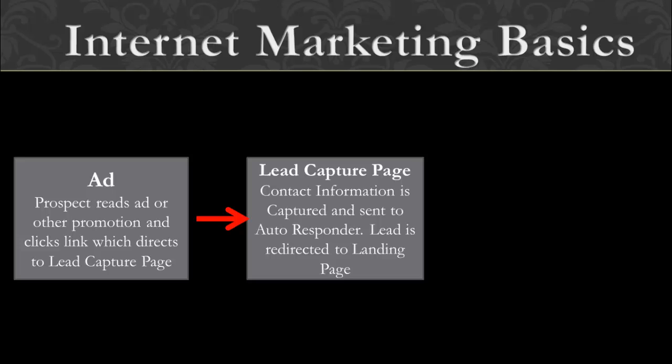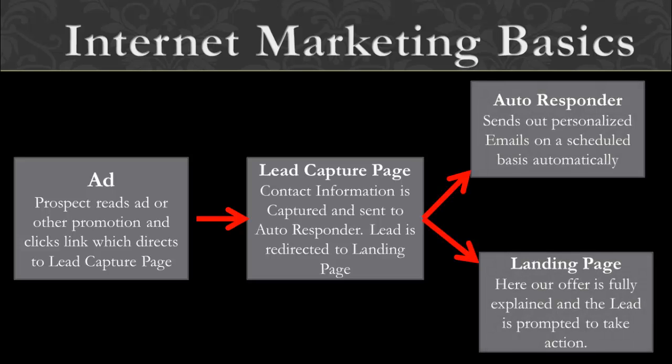And two things happen from there. First, that information is going to go to our autoresponder, which is going to send out our personalized email on a scheduled basis, and it's going to do it all automatically. The second thing is that lead is going to be redirected to our landing page. Here our offer is fully explained, and we entice the lead to take action. And that's basically it, guys. That's the flow of things, and hopefully this gives you a good handle on how all this works.